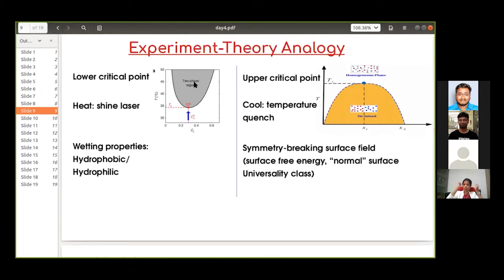So it's basically just the opposite. Okay. And what is the advantage of that in case of experiment? What is the reason? Why do the experimentalists suddenly take this kind of a lower critical point? Well, the reason is the following.